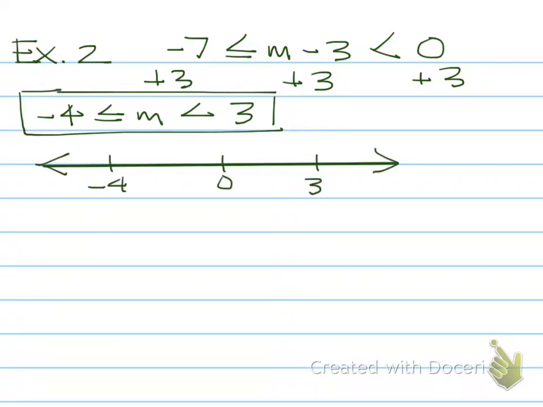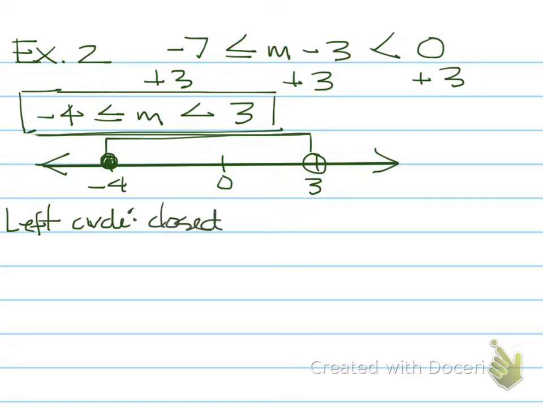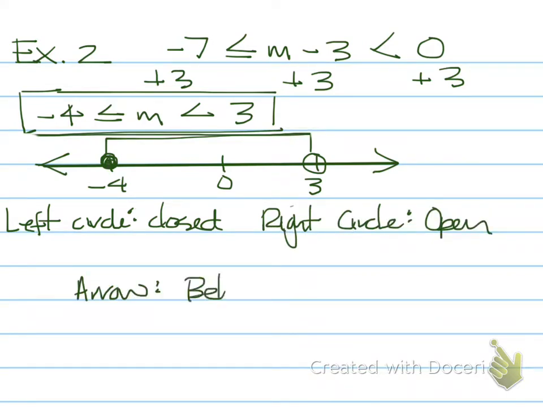And again, to graph that, we start with m is greater than or equal to -4. And then m is less than 3. And again, the solution is where those graphs intersect. At the left circle, we've got a closed circle. At the right circle, we have an open circle. And the arrows are between the two numbers.